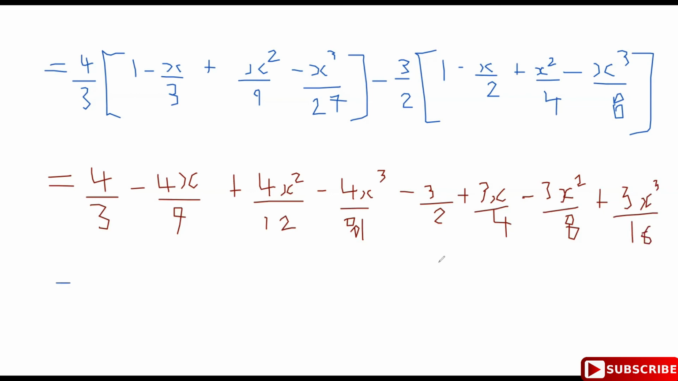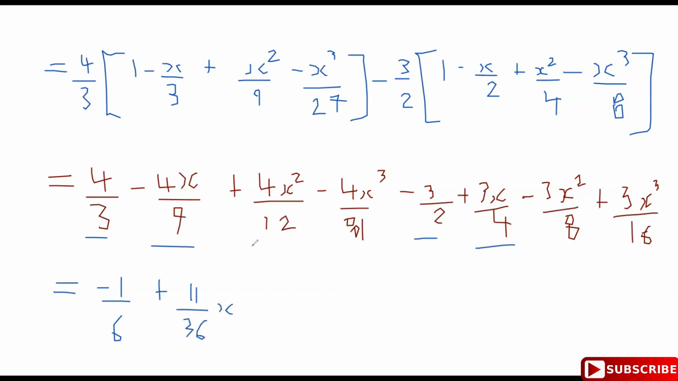4 over 3 minus 3 over 2, put that in a calculator. That's minus 1 over 6. Then you group your x terms, minus 4 over 9x, and plus 3 over 4. We have minus 4 over 9 plus 3 over 4. You get 11 over 36. So you get plus 11 over 36 x.